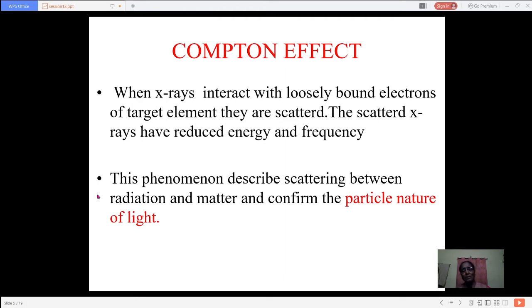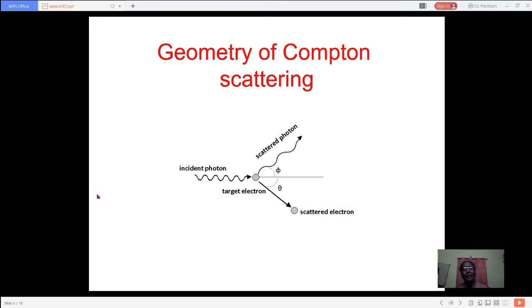Now what is so remarkable about this effect is that it confirmed the particle nature of light. Classically, light was thought of only in one angle, that it has wave nature.